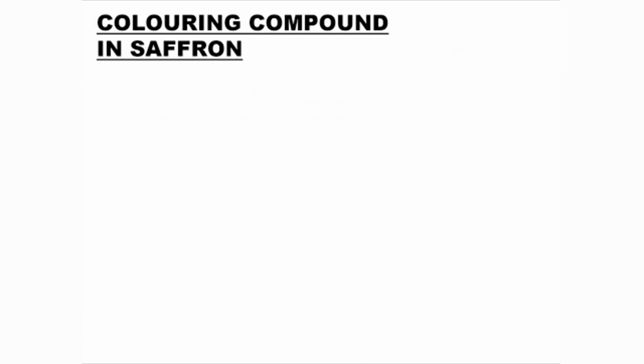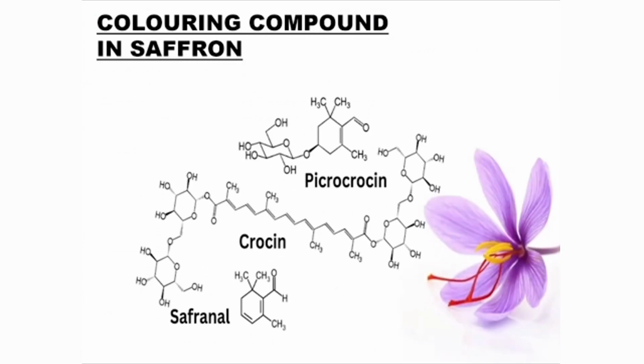Further, we see the coloring compounds in saffron. We see the structure of the coloring compound that is present in the saffron. Some compounds are such as picrocrocin. Picrocrocin generally is the second most abundant component in the dry matter content, and generally it is responsible for the bitterness in the saffron due to the glucoside, and it is responsible for the saffron's pungent flavor.